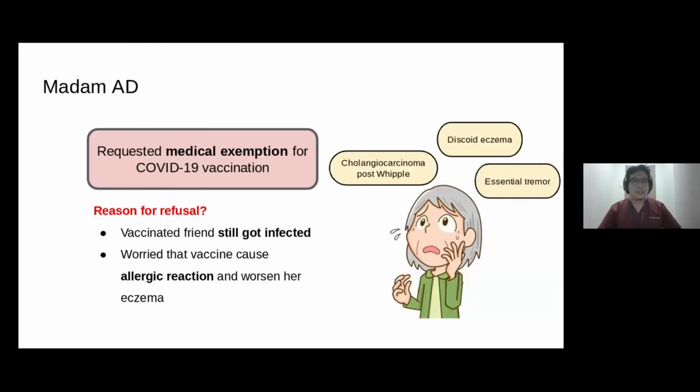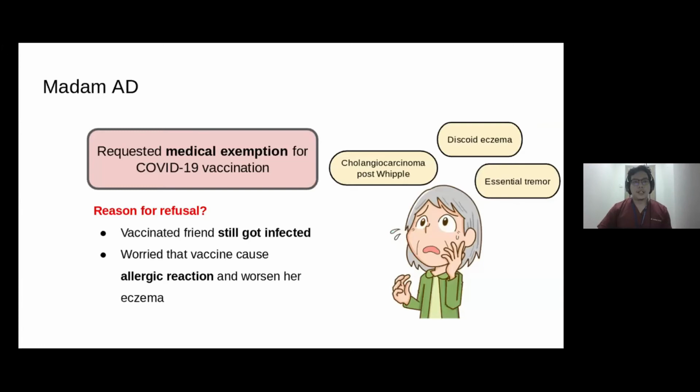So I'll start with my first case. Madam Eddie is a 71-year-old Indian lady who is a retired clerk, previously working in a law firm. She has underlying cholangiocarcinoma and had undergone the Whipple procedure. She also had discoid eczema and essential tremor.